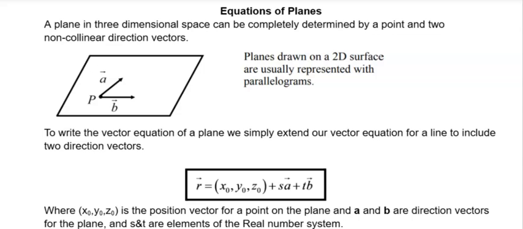Equations of planes. So a plane in three-dimensional space can be completely determined by a point and two non-collinear vectors that kind of outline the sides of the plane. Planes drawn on a 2D surface are usually represented with parallelograms. In order to write the vector equation of a plane, we just simply extend our vector equation for a line to include the other direction that the plane goes.